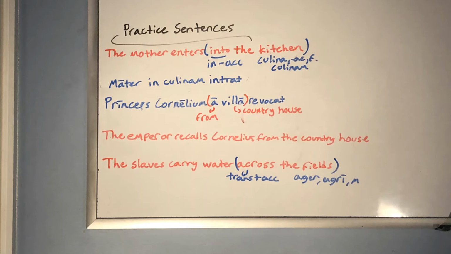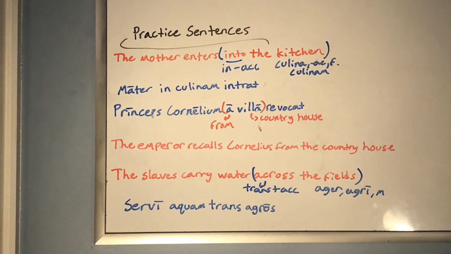Now let's finish translating the rest of the sentence. This entire sentence will be Servi aquam trans agros portant. I'll write out what this entire sentence is in the description. I forgot to write portant for whatever reason. I don't know why. I'm sorry about that.